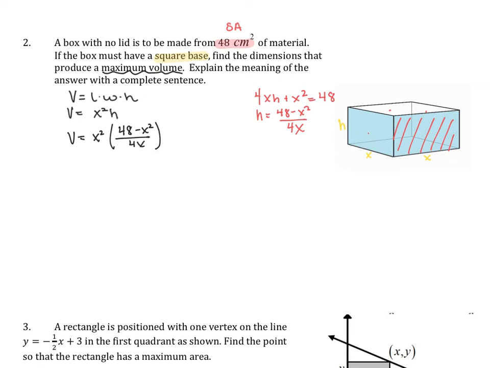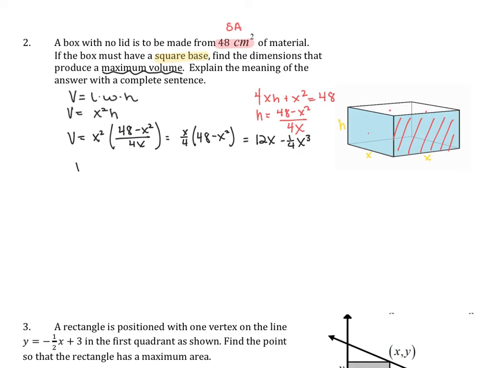And then let's simplify that just a little bit. If we simplify this, we would get x over 4 times 48 minus x squared. Still don't love it. Let's do 48 divided by 4. 48 divided by 4 is 12. So we'd get 12x minus a quarter x cubed if I distribute that through.